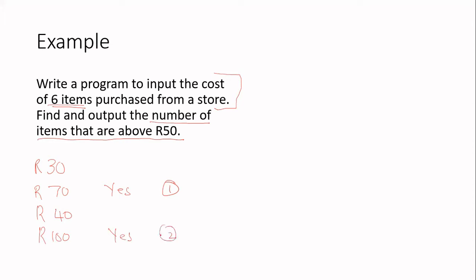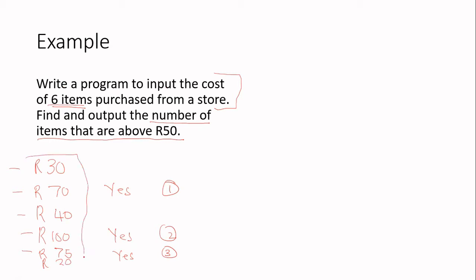How many do I have now? That's my second one. Then I purchase an item for 75 Rands. Is that above 50? Yes. So now I've got 3 items. How many do I have in total? 1, 2, 3, 4, 5. I need 1 more. They wanted 6 items. And then the last item I purchased was for 20 Rands. Is that above? No. So write a program to input the cost of 6 items.